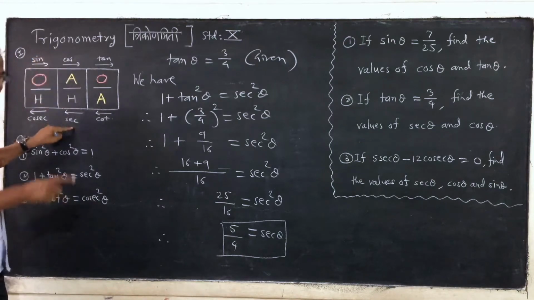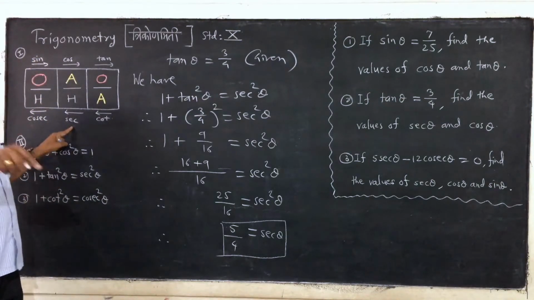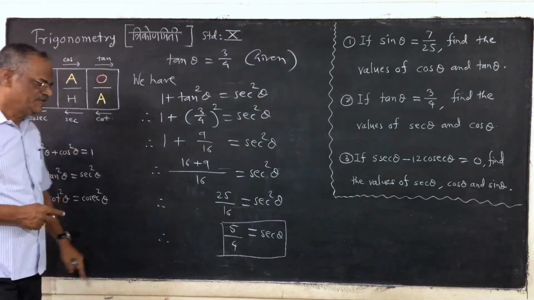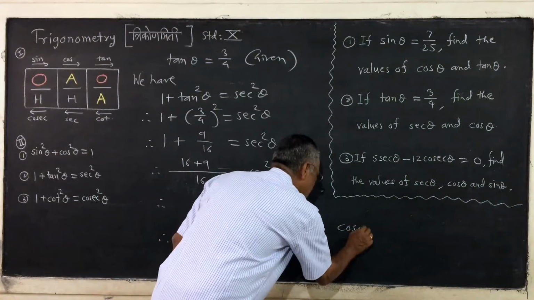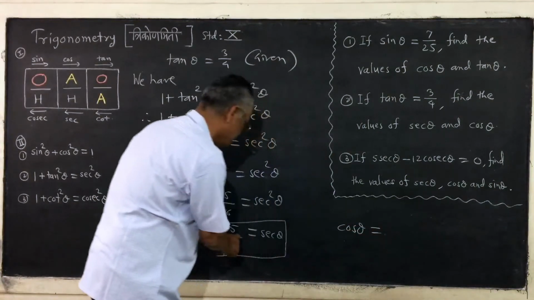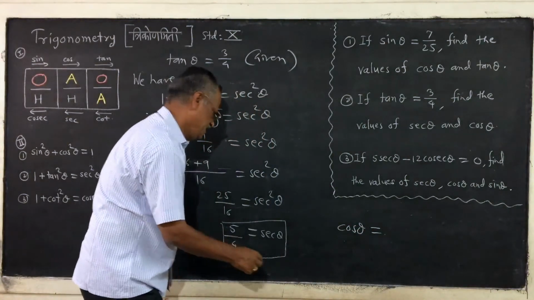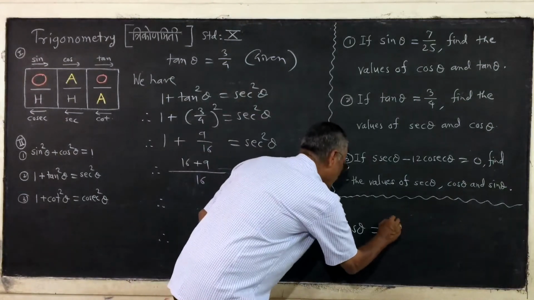Cos theta into sec theta is equal to 1. Remember this. Sec theta is equal to 1 upon cos theta. So to calculate cos theta, you can see that cos theta is equal to the inverse of this. So what is that? 4 upon 5.